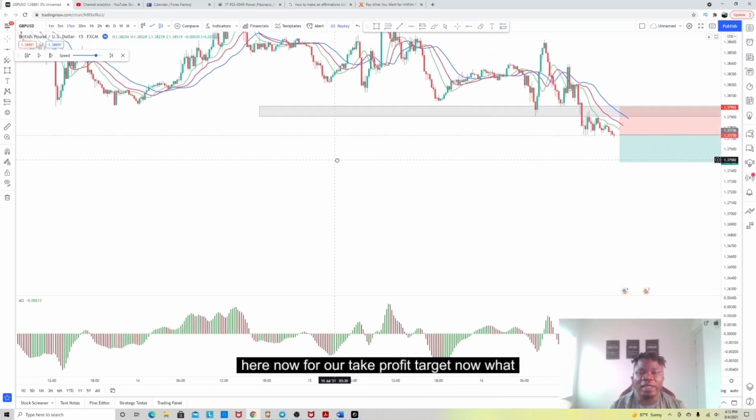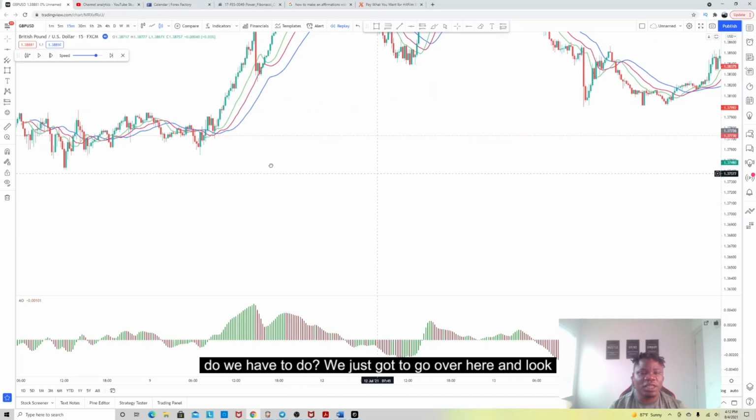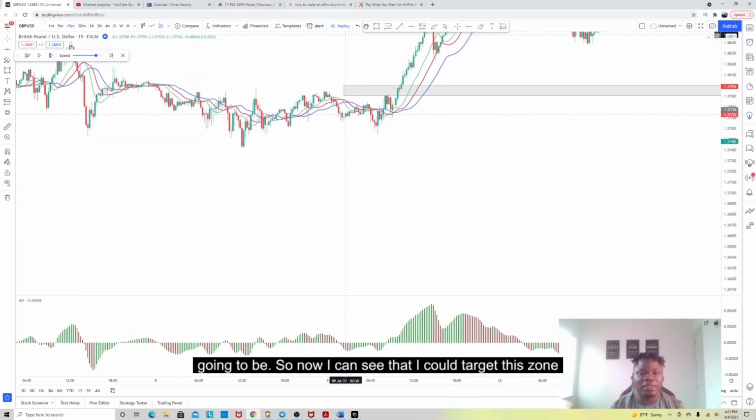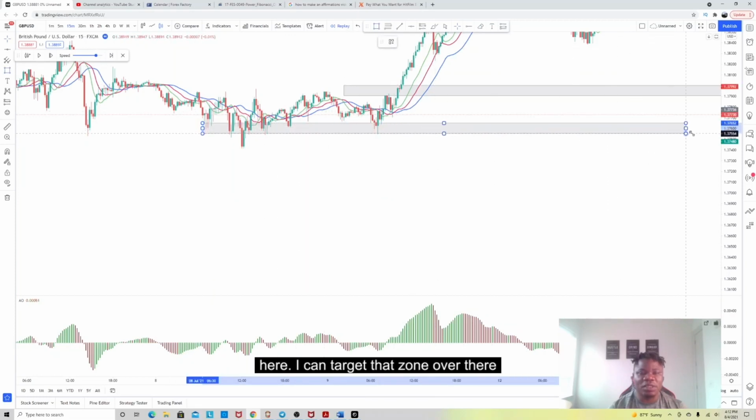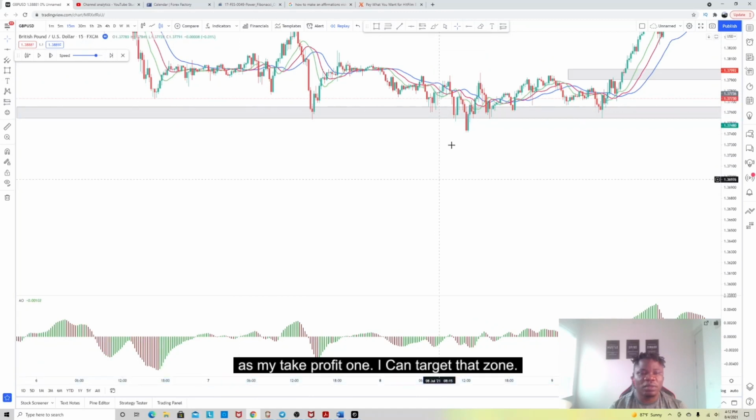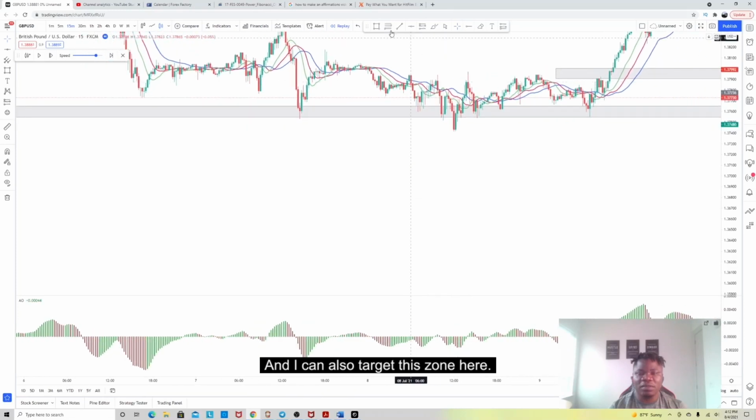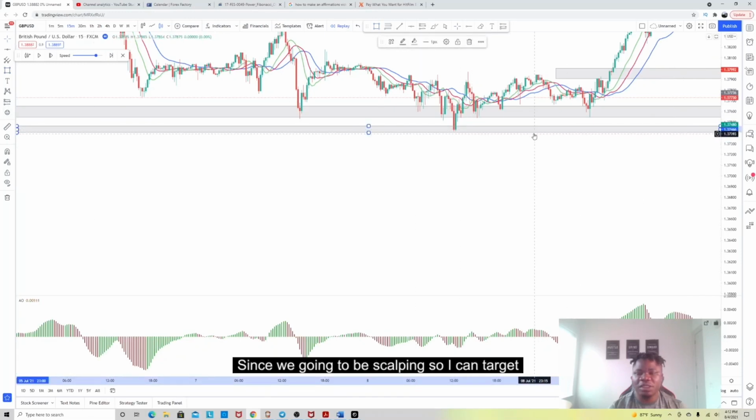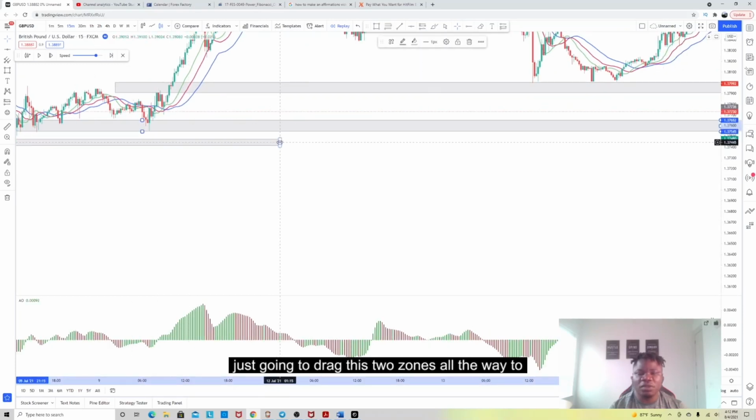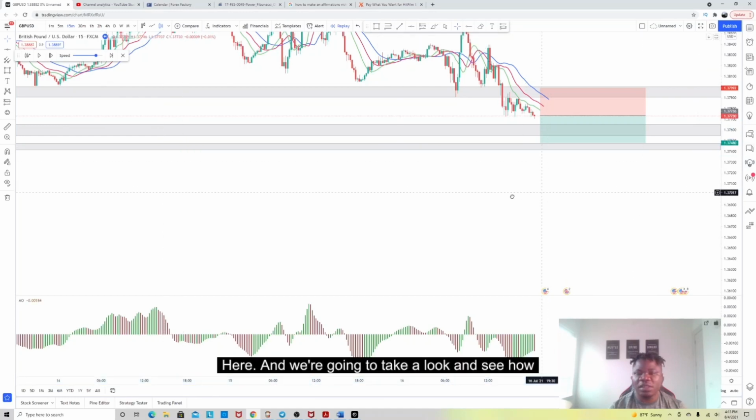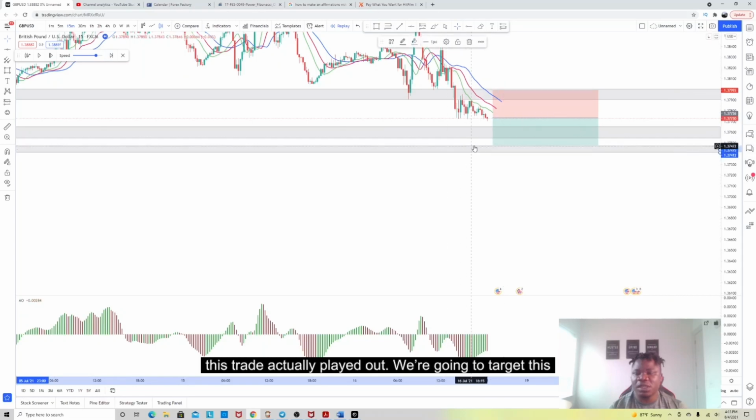Now for our take profit target, what do we have to do? We just go over here and look to the left hand side to see where our potential target is going to be. I can see that I could target that zone over there as my take profit one. I can target that zone, and I can also target this zone here, since we're going to be scalping. We're just going to drag these two zones all the way to the right hand side here, and see how this trade actually played out.